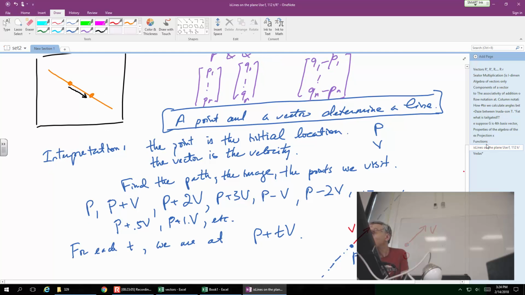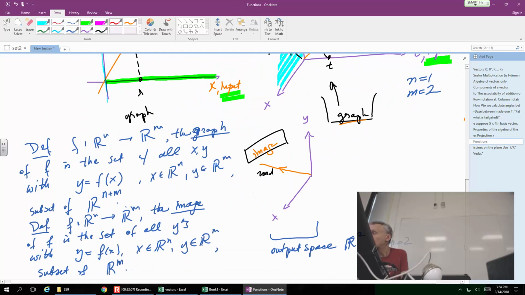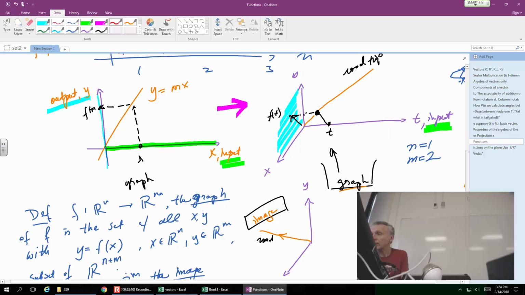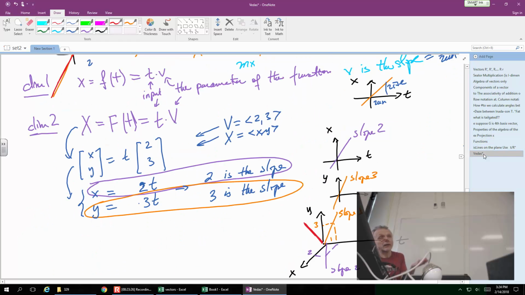I'll keep coming back to this picture. Yes, this is the picture. The graph of the function goes like that in 3-dimensional space. It's a straight line in 3-dimensional space, and the lines that we are facing here are nothing but shadows, projections of that line.